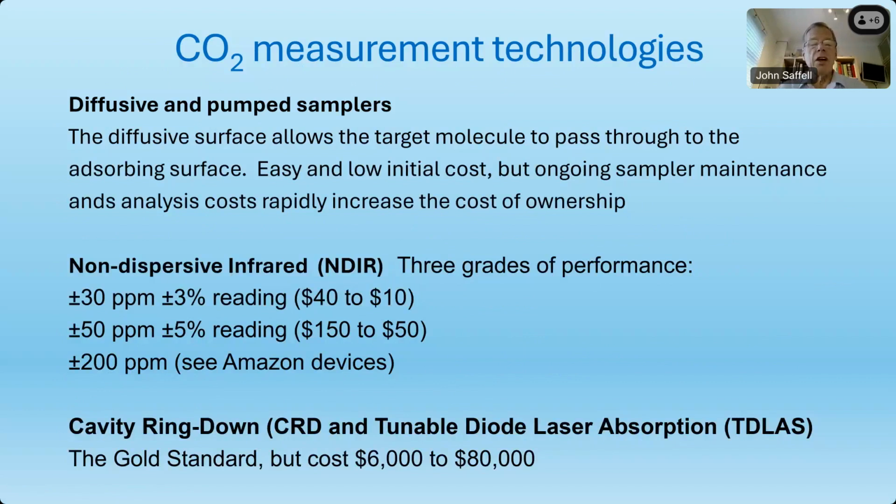But generally, NDIR comes in three prices and three quantities. I missed a zero there. It's 30 ppm, plus or minus 3%, is $400 to $1,000 for a sensor. And if you want 50 ppm plus or minus 5% of the reading, you pay less, $150 to $500. And if you want something that goes up and down with numbers, then you can get it for under $100, and that's going to be plus or minus 200 ppm. So you get what you pay for.